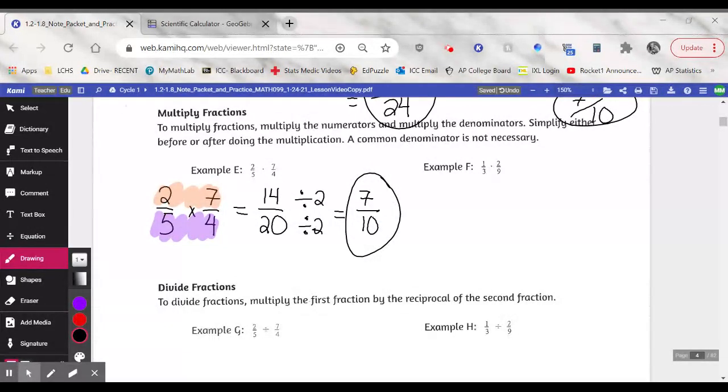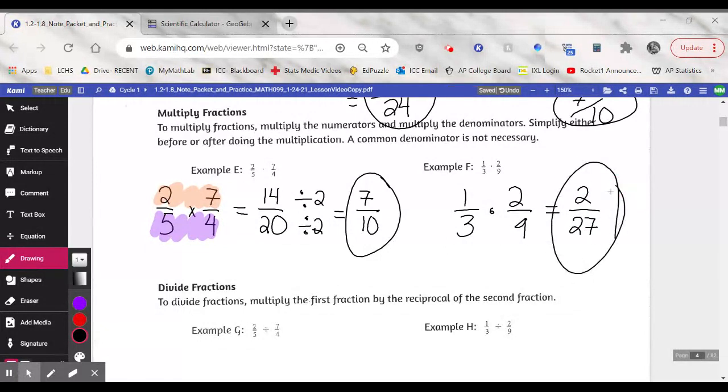For example F, same idea here. 1 over 3 times 2 over 9. Multiply the top numbers. You get 2, and the bottom is 27. That can't be simplified, so that's my final answer.